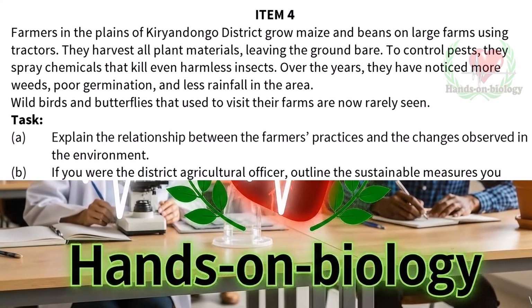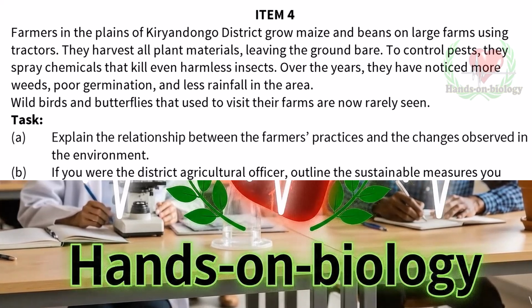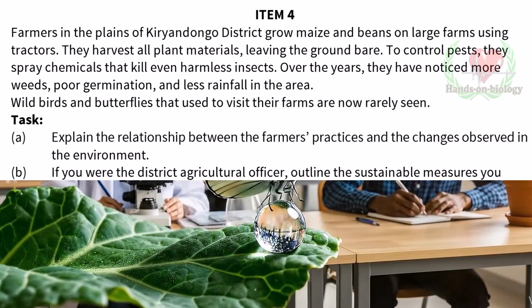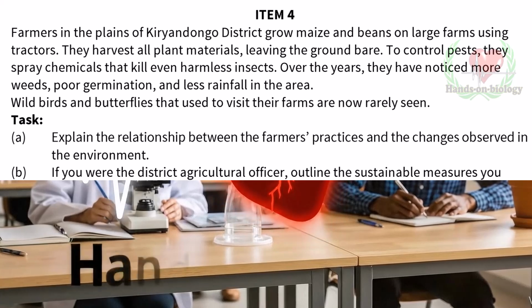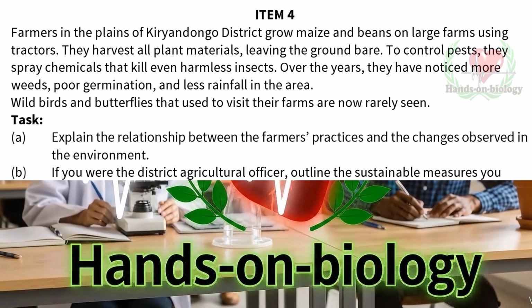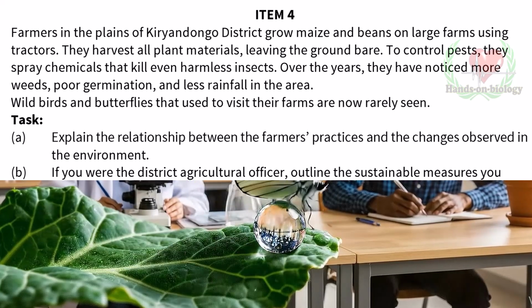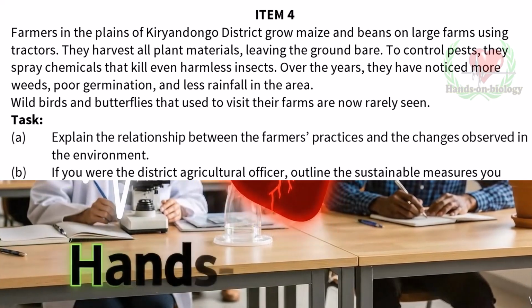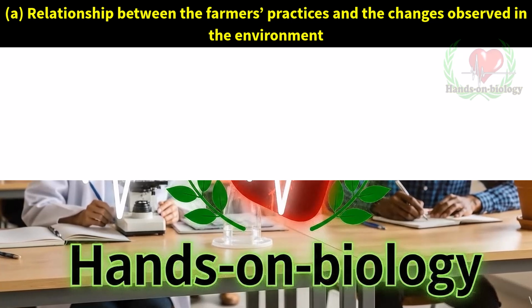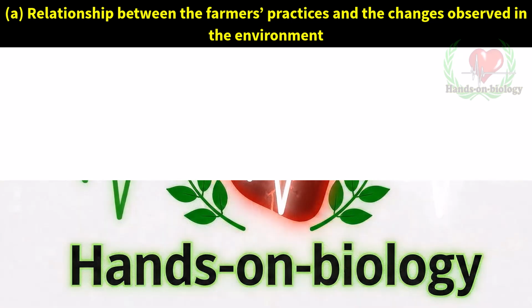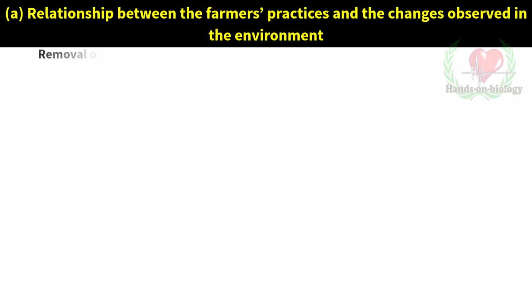Task: Part A. Explain the relationship between the farmers' practices and the changes observed in the environment. Part B. If you were the district agricultural officer, outline the sustainable measures you would advise the farmers to adopt to solve these challenges. Relationship between the farmers' practices and the changes observed in the environment. Removal of all plant materials.